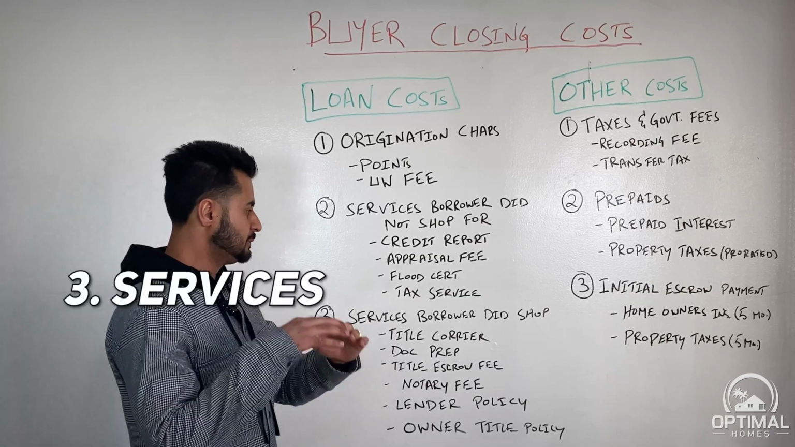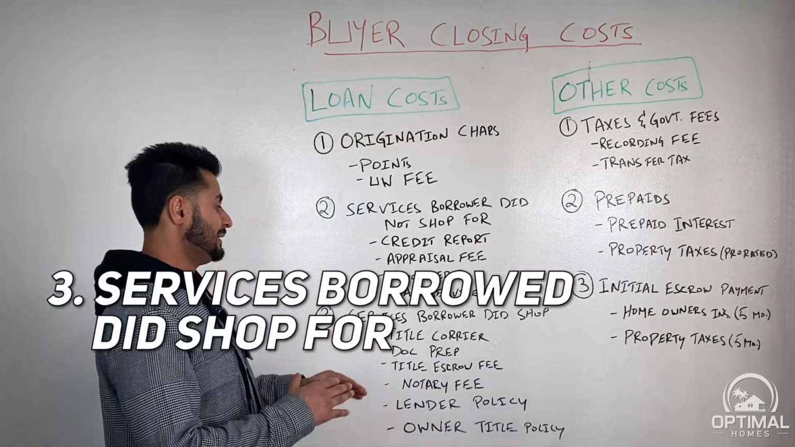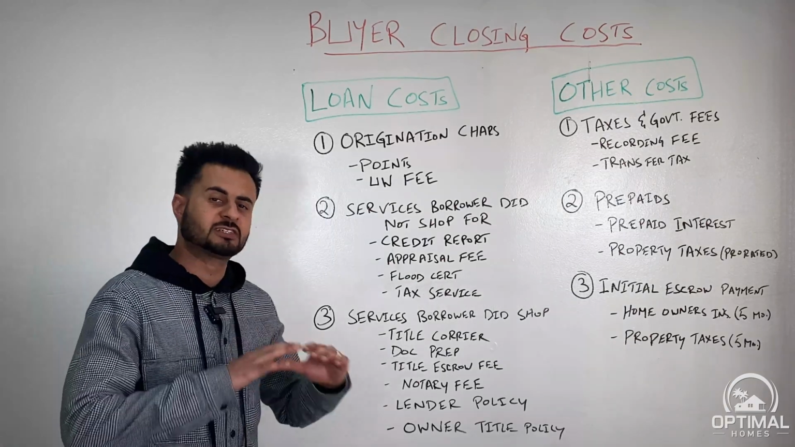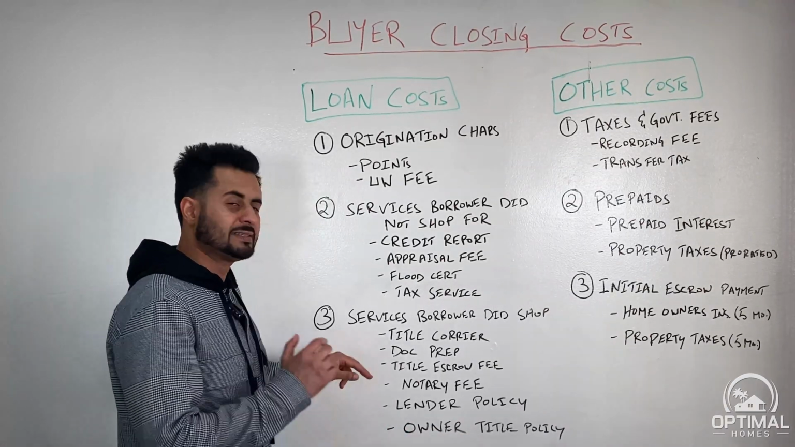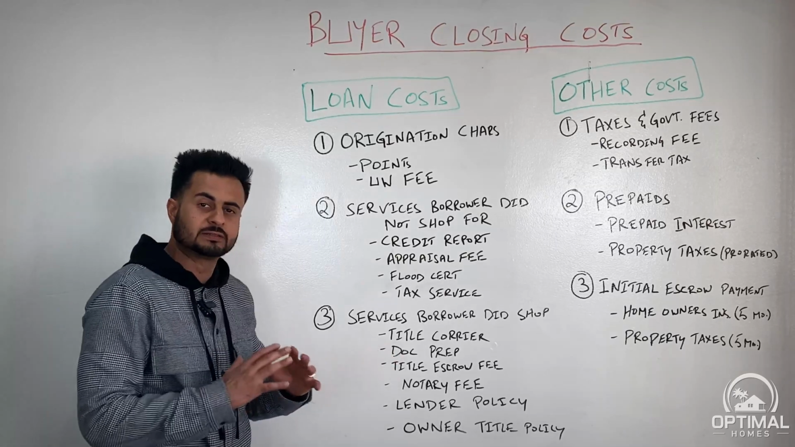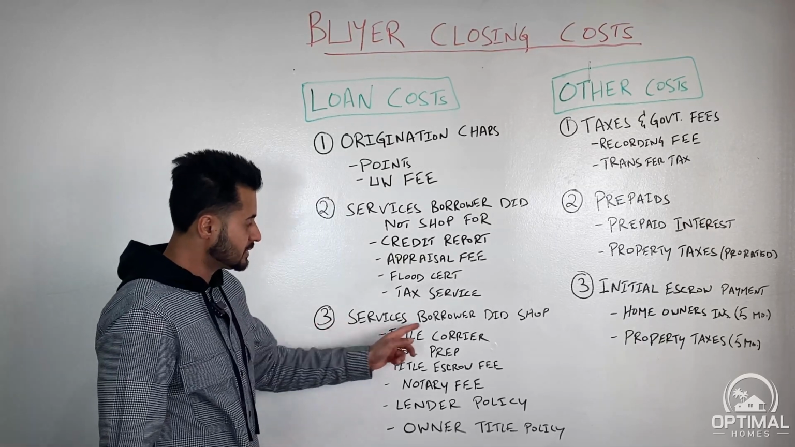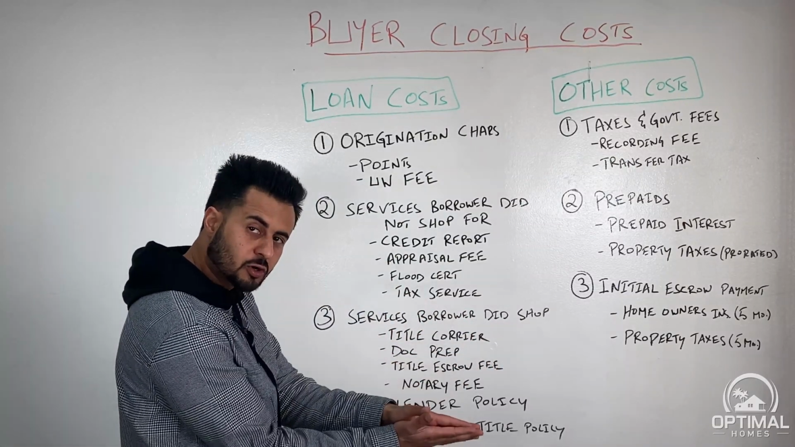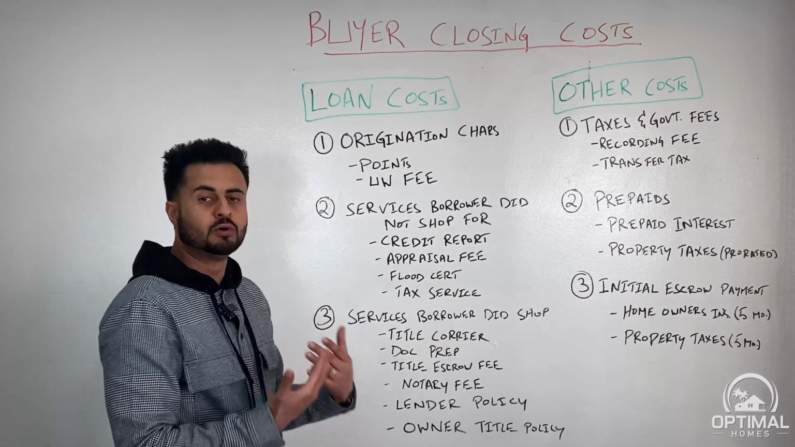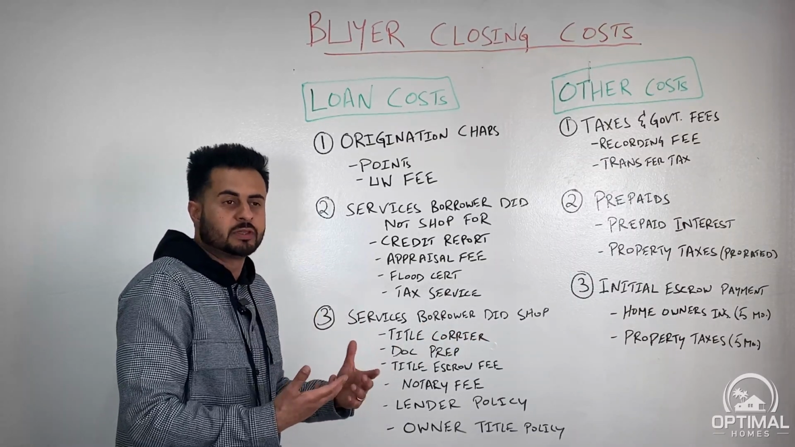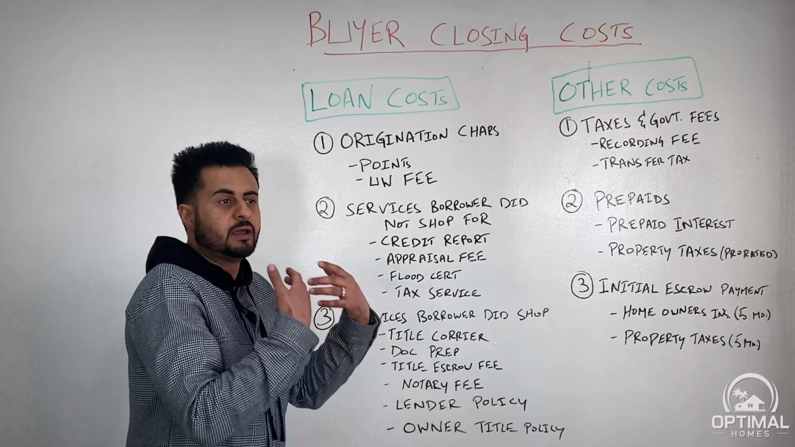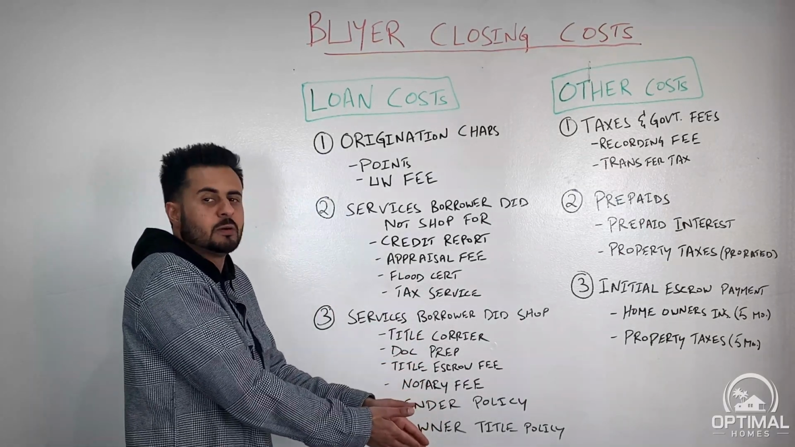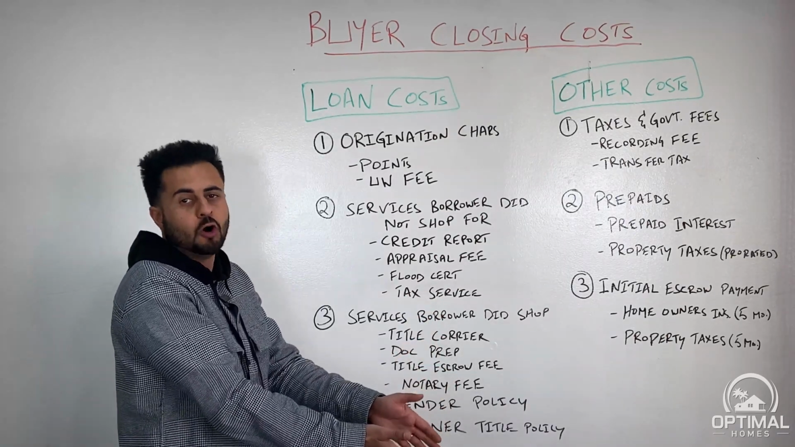Number three, you have services borrower did shop for. They word it that way, but in most cases, escrow companies have standard fees. When I say escrow companies, title companies and escrow companies are the same thing. Under services borrower did shop for, the main charges are title and escrow charges. Even though it says that, in most cases, the lender and your real estate agent in that purchase transaction, which is primarily the listing party, already have an escrow or title company open for you.